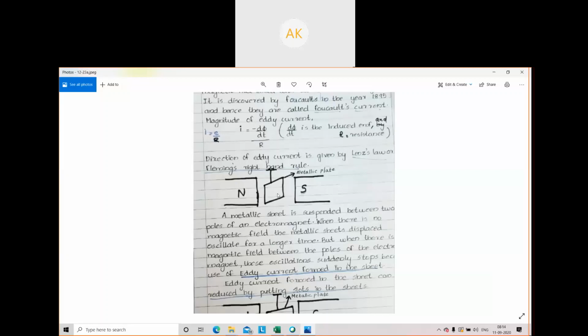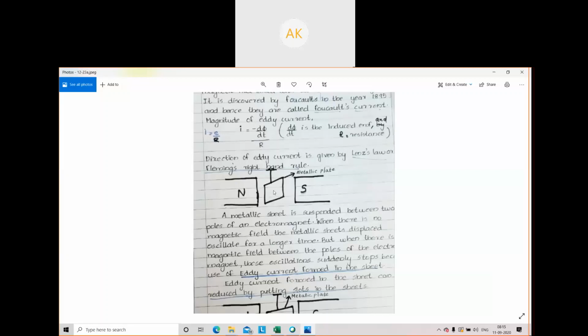I'll explain once more. In the first case, it is not a magnet; no current is sent through the electromagnet, and we give oscillations to the metallic plate, which continues to oscillate for a long time. Next, when we switch on the current, this becomes the poles of the magnet, and there is a magnetic field between the poles. Thus the oscillation suddenly comes to a stop. When there was no field, it oscillated for a long time. But when there is a magnetic field and it oscillates, the area of this metallic plate in the field is changing.